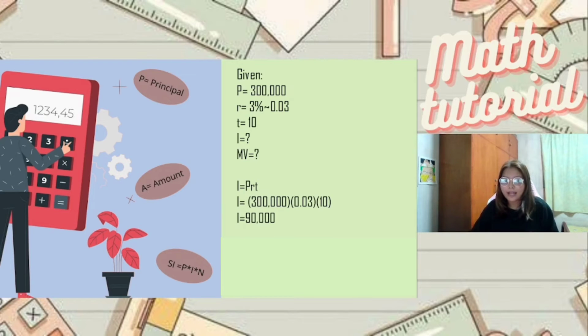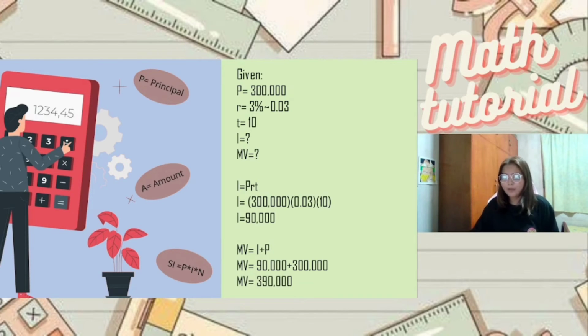So, dahil ang hinahanap nating final answer is the maturity value, ipag-add natin yung interest and principal amount. So, 90,000 plus 300,000 pesos equals 390,000 pesos. So, ang maturity value sum, ibig sabihin kung magkano yung kinita niya kasama yung pinautang niya. So, 390,000 pesos yung kinita niya sa 10 taon. Kasama na yung pinautang niya doon.